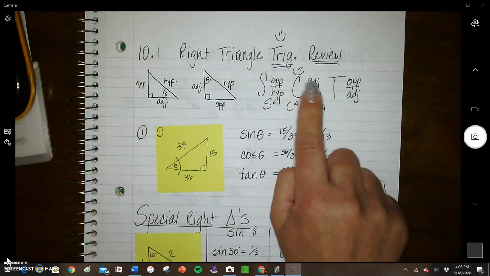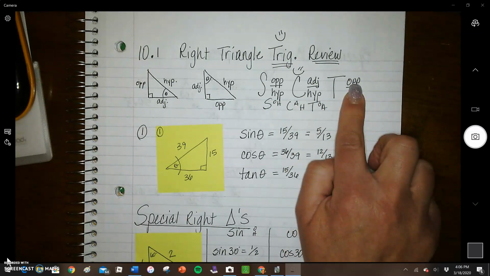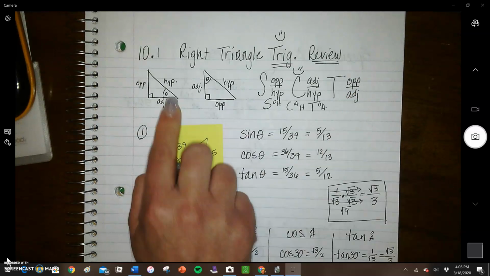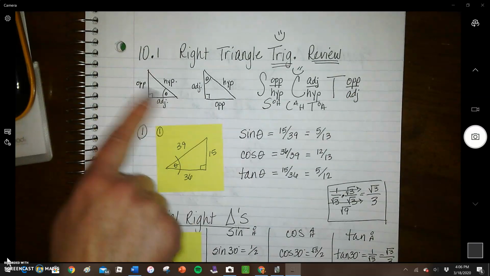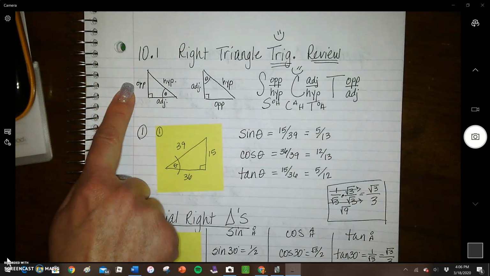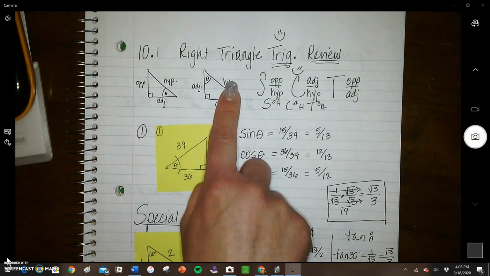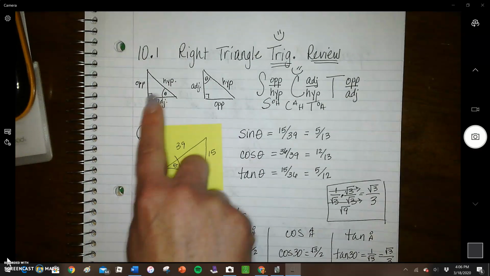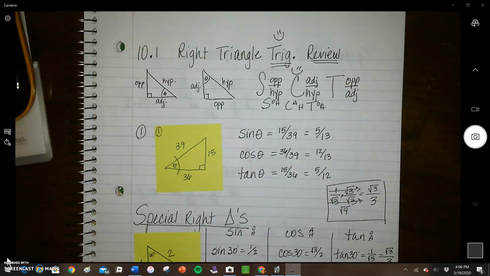So the cosine is going to be the ratio of the adjacent side over the hypotenuse. And then tangent is the opposite over the adjacent. And depending on which angle you're actually looking at, your opposite side is going to maybe change positions, okay? The hypotenuse will never change positions. Hypotenuse is always across from the right angle, but the opposite side will change positions.